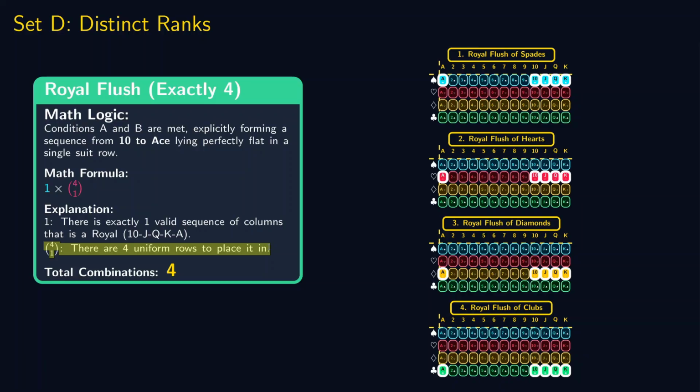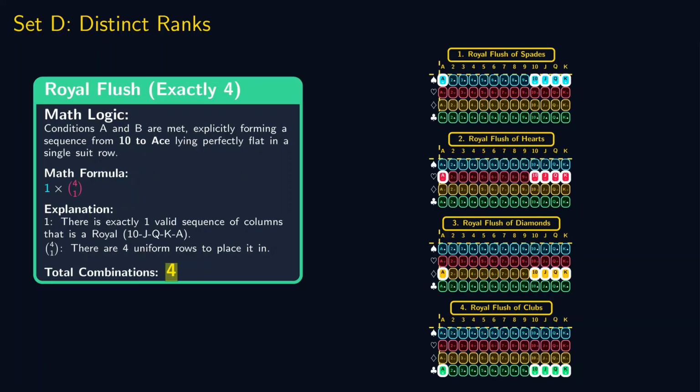Which of the 4 rows will all 5 dots land in? 4 choose 1 equals 4. 1 multiplied by 4 is 4. The total number of royal flush hands is exactly 4. The 4 rarest hands in all of poker, and now you can see precisely why. There is one sequence, 4 suits, and nothing more.